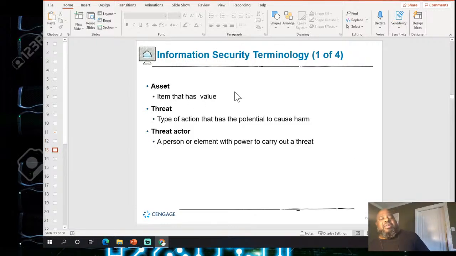Information security terminology. What is an asset? Item that has a value. A threat, the type of action that has the potential to cause harm. A threat actor, a person or element with power to carry out a threat. Right? So how does your firm or organization make money, right?